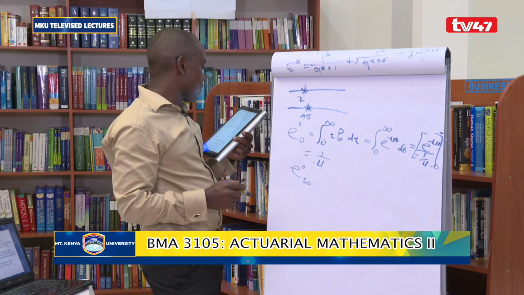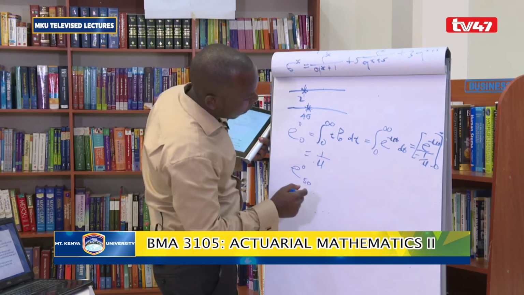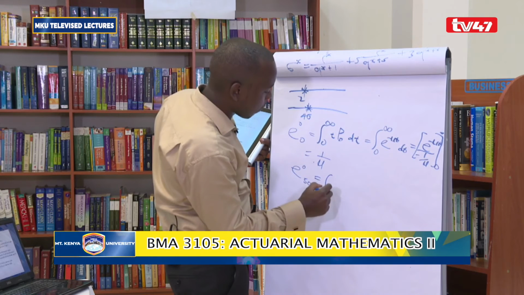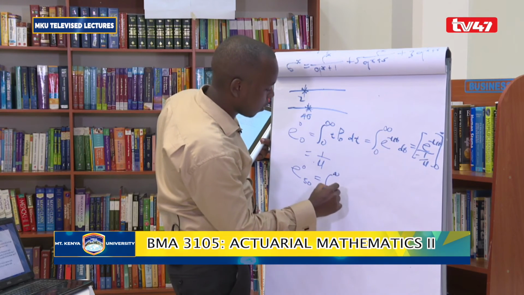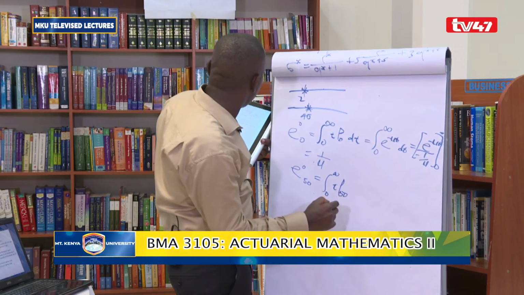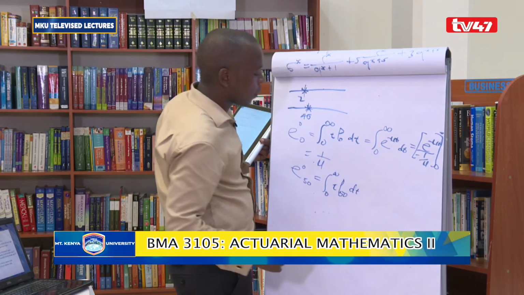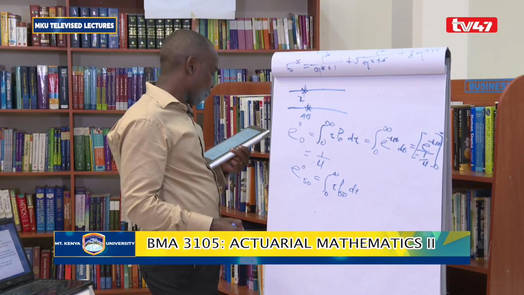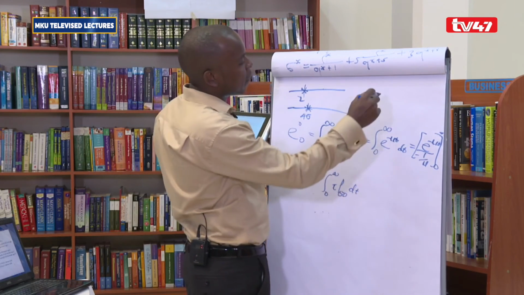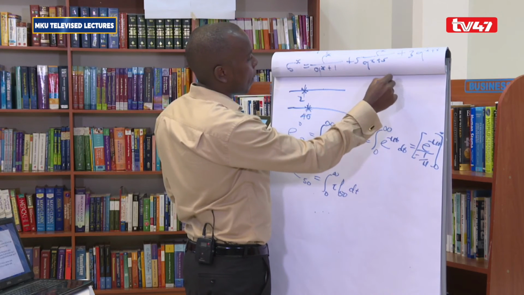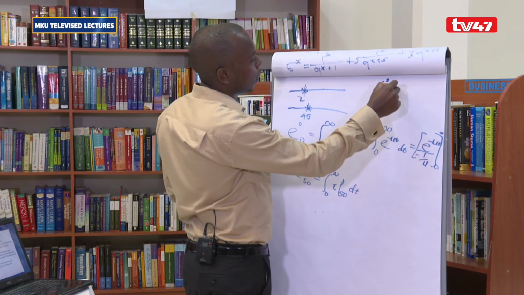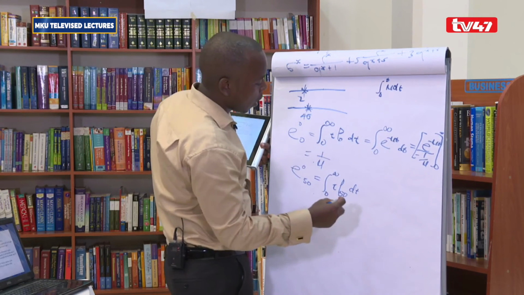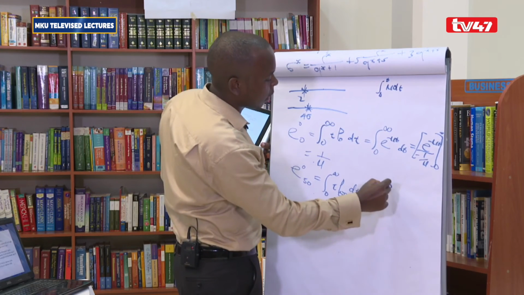Then we have this one, which should be given by the same. But note that this probability of survival is also given by mu dt. So we'll end up having the same thing.